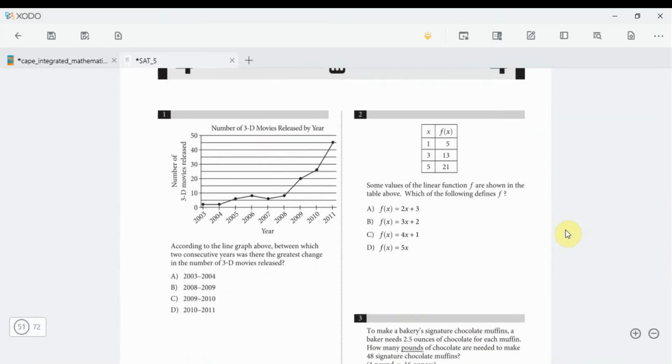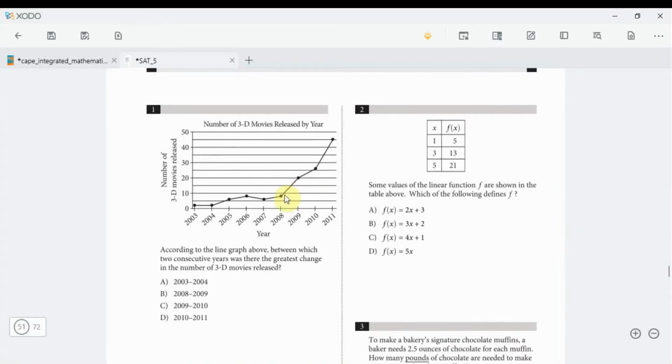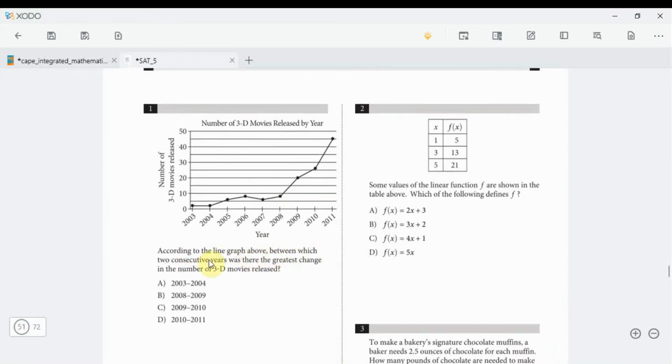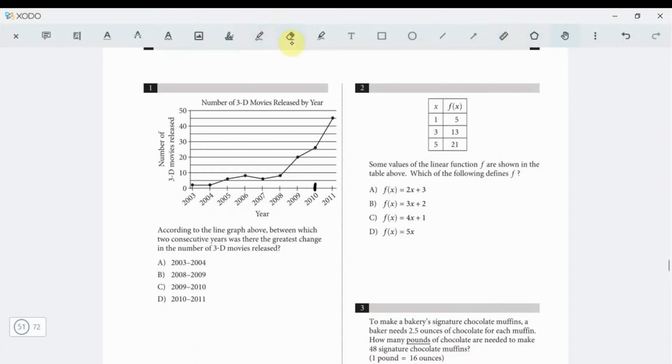So this is the first question in section number 4. It says, according to the line graph, between which two consecutive years was there the greatest change in the number of 3D movies? So the graph is depicting 3D movies. Greatest change means when you see the biggest jump on the graph. The biggest jump would be from right here. Let me change the color to blue. Notice in 2010, right here in 2010, what happened?